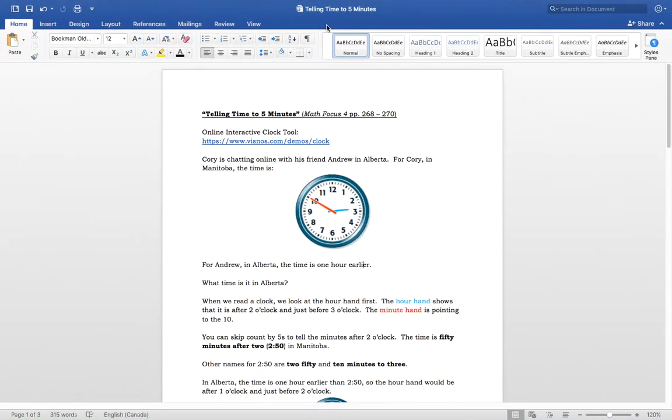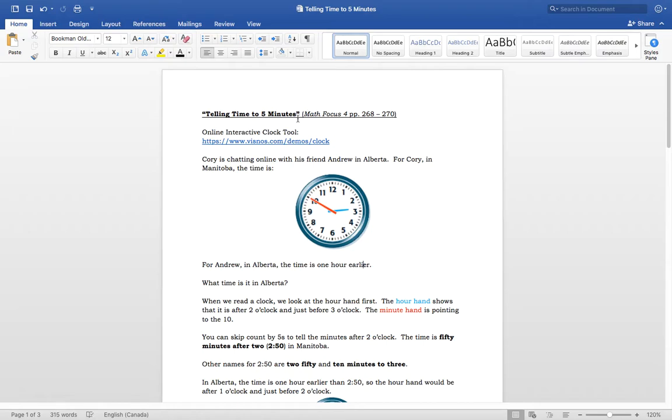Okay, so this is our third lesson in our measuring time unit, and we are going to learn about telling time to 5 minutes, which is based off of Math Focus 4, pages 268 to 270. Now, I'm going to start off by saying, if you know how to skip count by fives, or know multiples of fives, so I'm talking 5, 10, 15, 20, 25, 30, 35, 40, 45, 50, 55, 60, it's going to be pretty easy for you to wrap your head around this lesson.